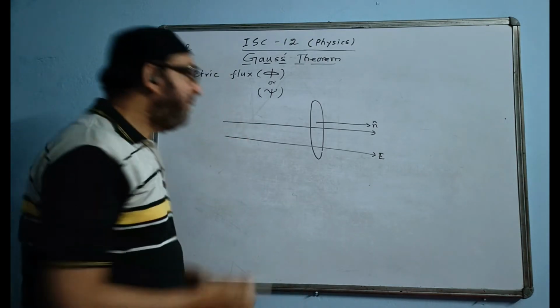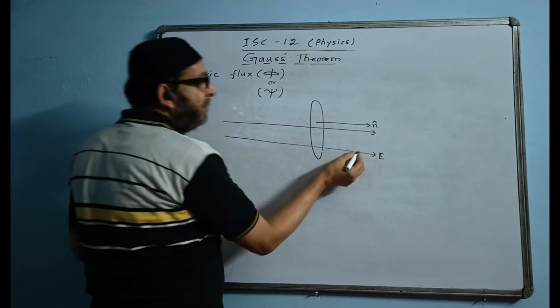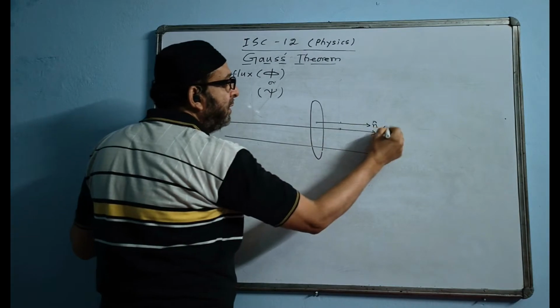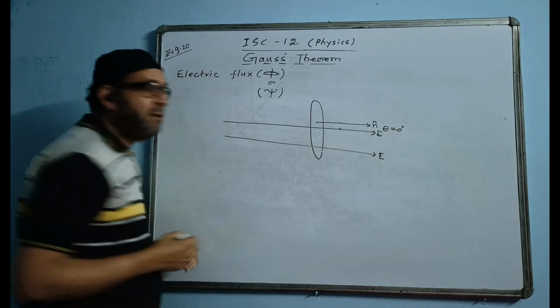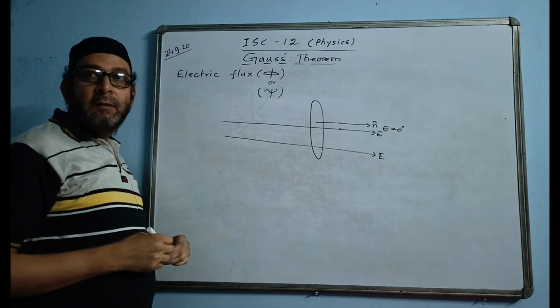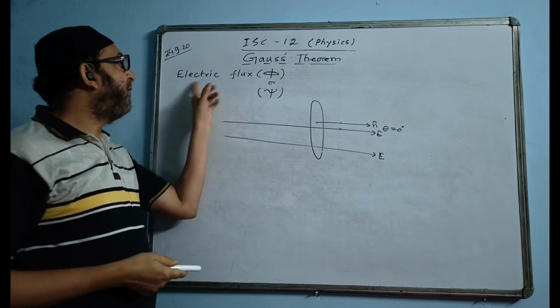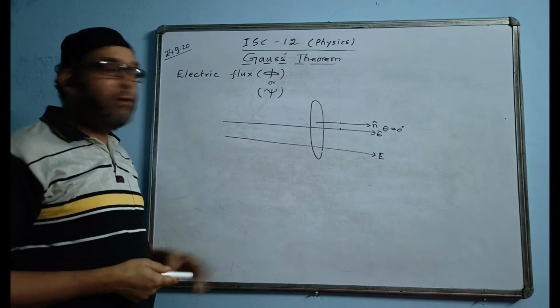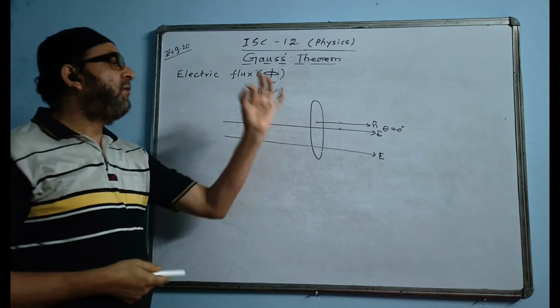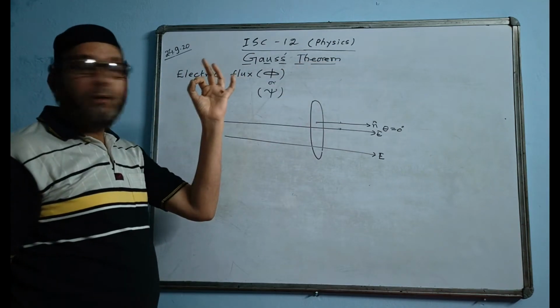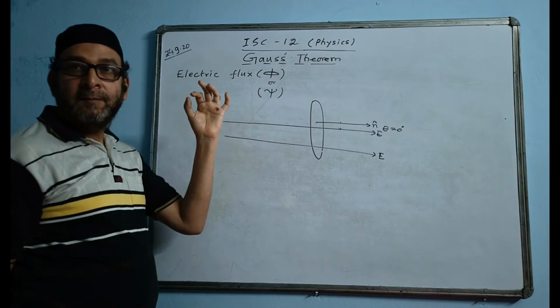Similarly, in this diagram, E and N are parallel. What is the value of theta over here? The value of theta will be 0 degree in this case. That means cos 0 degree is 1, which is maximum. That means the electric flux value will be maximum. All the flux will pass through this. All the lines of force going like this will pass through the surface.